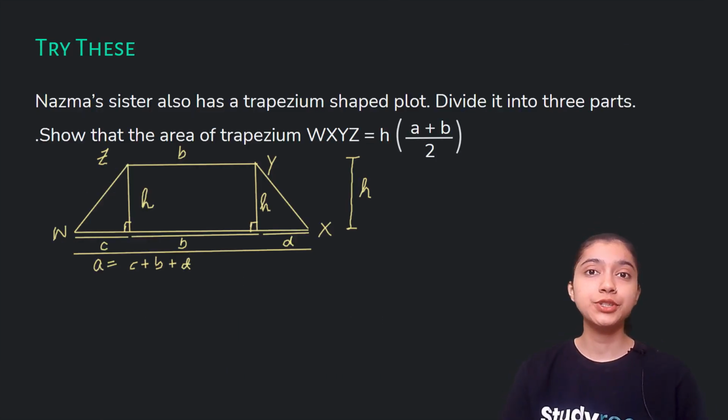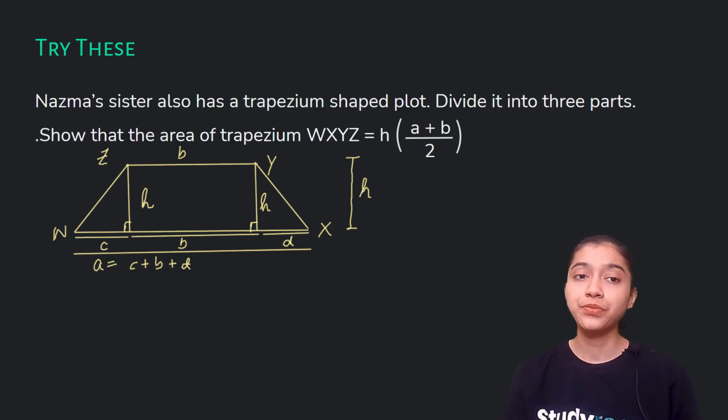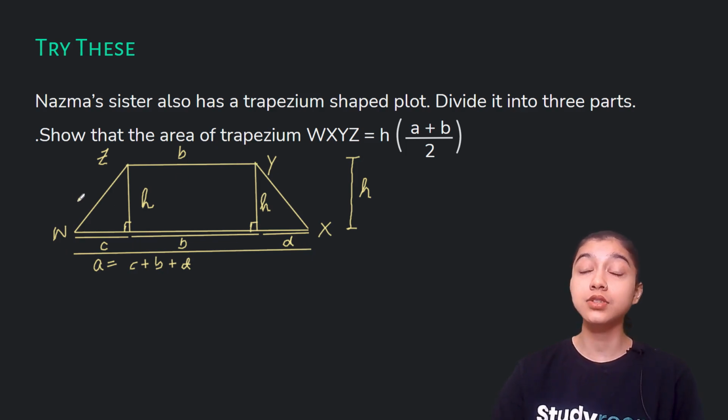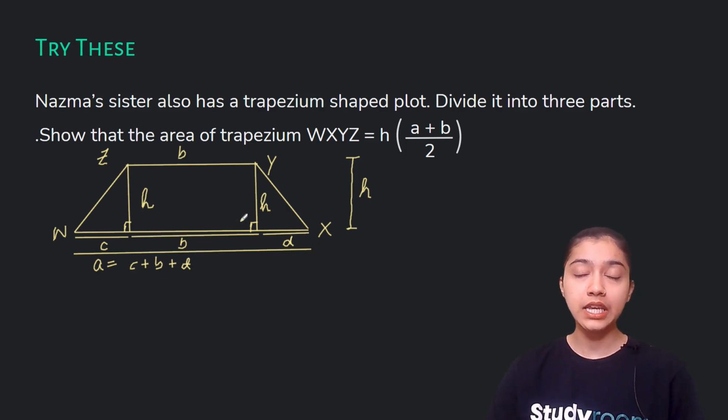Now that I have taught you the formula for the area of a trapezium, let us discuss this problem. Nama's sister has a trapezium shaped plot and it is divided into three parts. This WXYZ is a trapezium shaped plot and it has been divided into three parts. That is, this is a triangle, again we have a rectangle and then a triangle again. So we have to prove that the area of this entire trapezium is half (A plus B) into H.